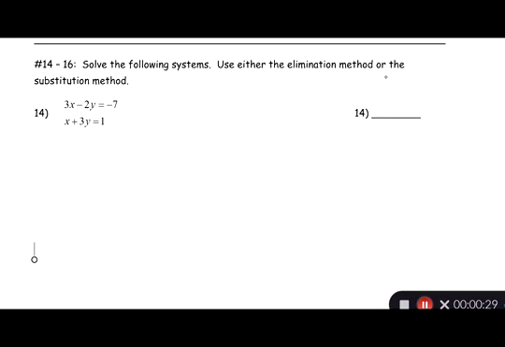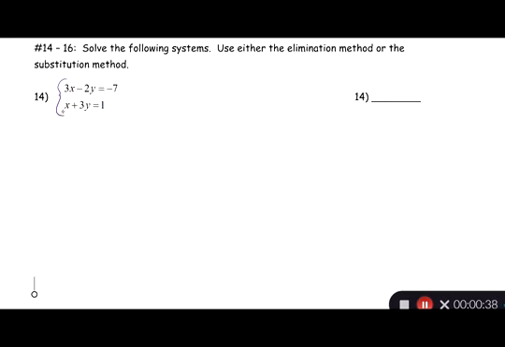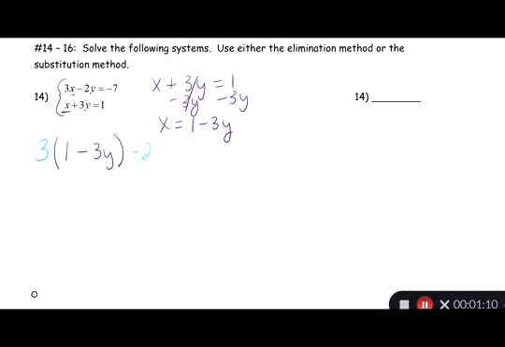So please make sure you're reading the directions. Since this direction says to use either, I'm going to look at these two and decide which one is better, elimination or substitution. Because this x here has a leading coefficient of 1, I'm going to use substitution. I'm going to solve this second equation for x. So I'm going to subtract 3y, so x equals 1 minus 3y. Now I'm going to substitute this for x in the other equation. So 3 times, and now instead of x, I write 1 minus 3y, minus 2y equals negative 7.